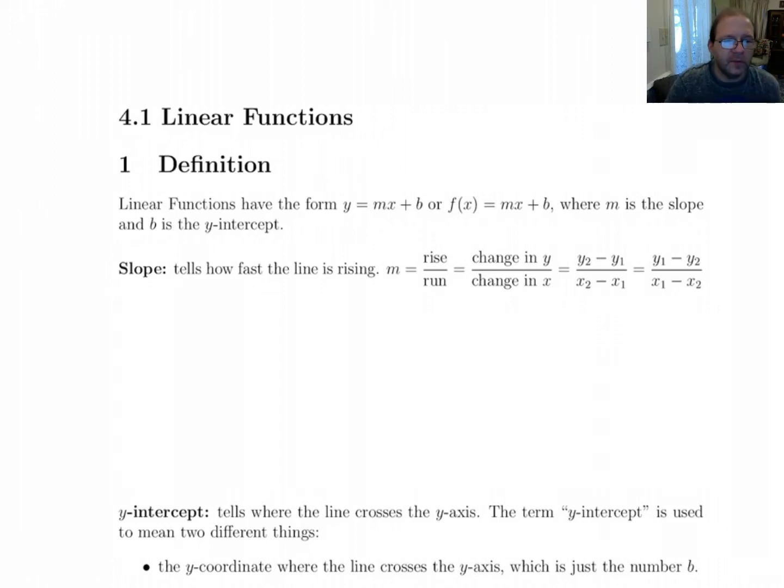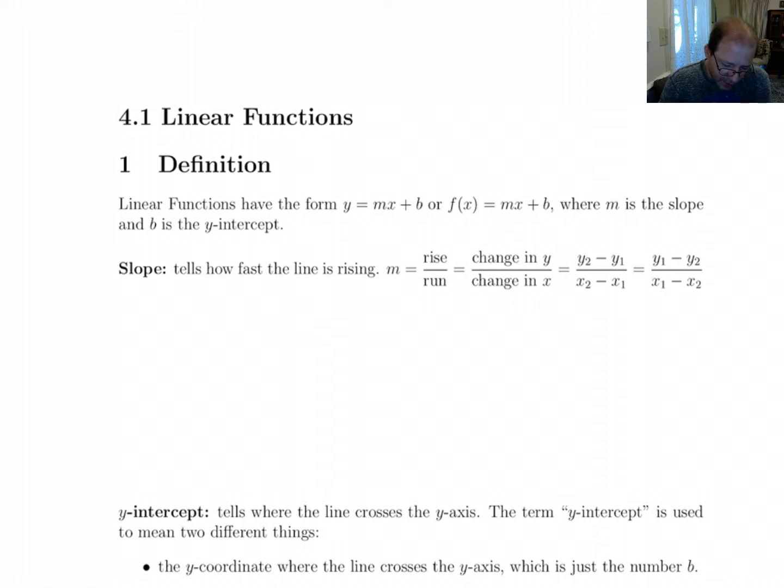Hey guys, let's look at 4.1, which is on linear functions. A lot of this is probably going to be a review for many of you, but we're going to go through it from the beginning. A linear function is a function that has the form y equals mx plus b, or in function notation, f of x equals mx plus b, where m is the slope and b is the y-intercept. Let's take a minute to talk about what those things mean.